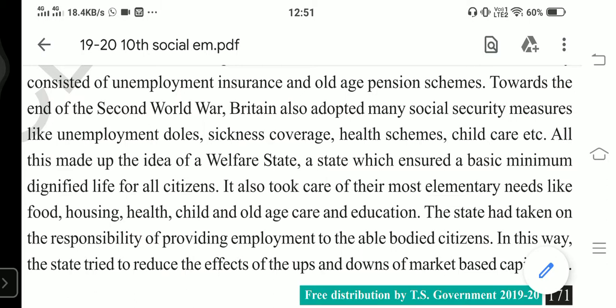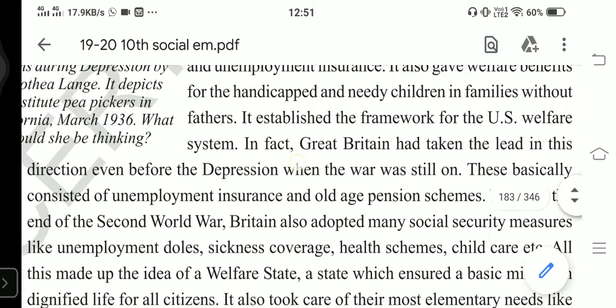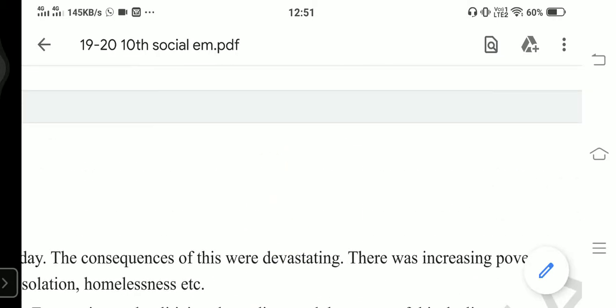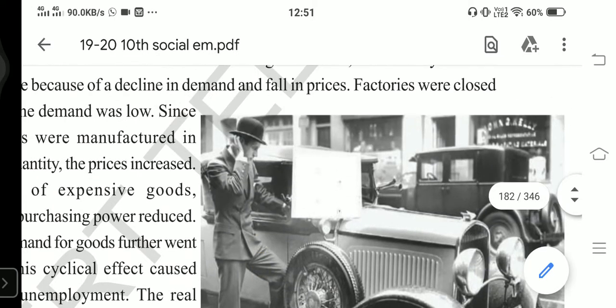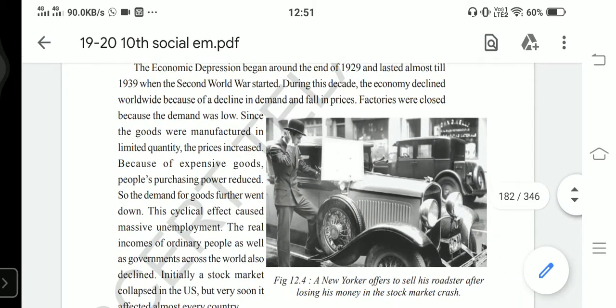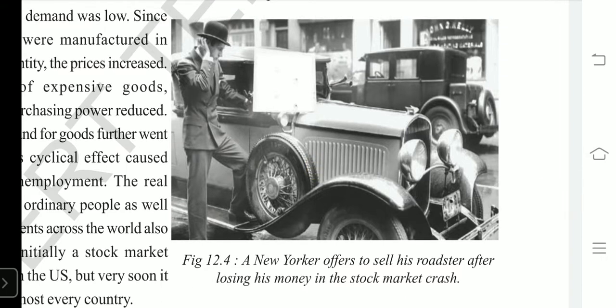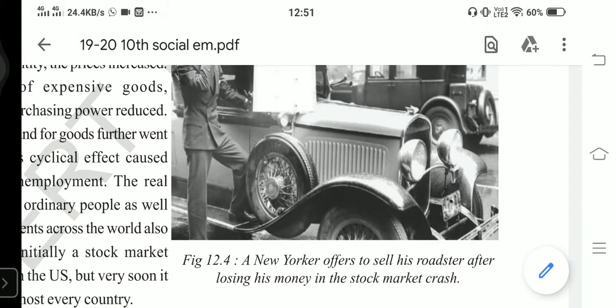During the Great Depression, there was no money with anyone, understand? So what do we see here? A person is selling his car for a very low price. Look at this figure, figure 4.12.4, in New York. A person is selling a roadster after losing his money in the stock market. He was an employee in the stock market. He lost his money and is selling his car.